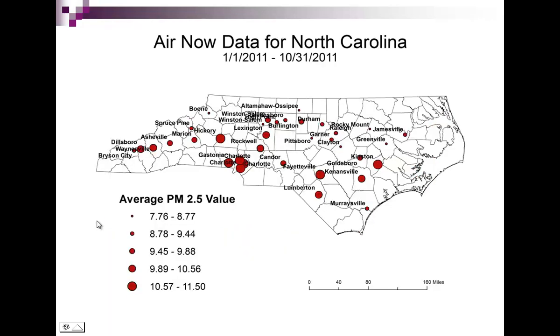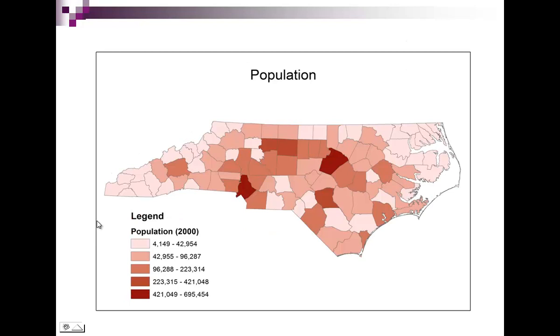Here's population that I had before. This is for the entire county. So you can see Wake County and Mecklenburg County have high populations. There's only two of them in this darkest class here, and we know that the population is somewhere from 421,000 up to 695,000. Do we know what it is exactly? I don't know, probably not. We just know it's in this range.